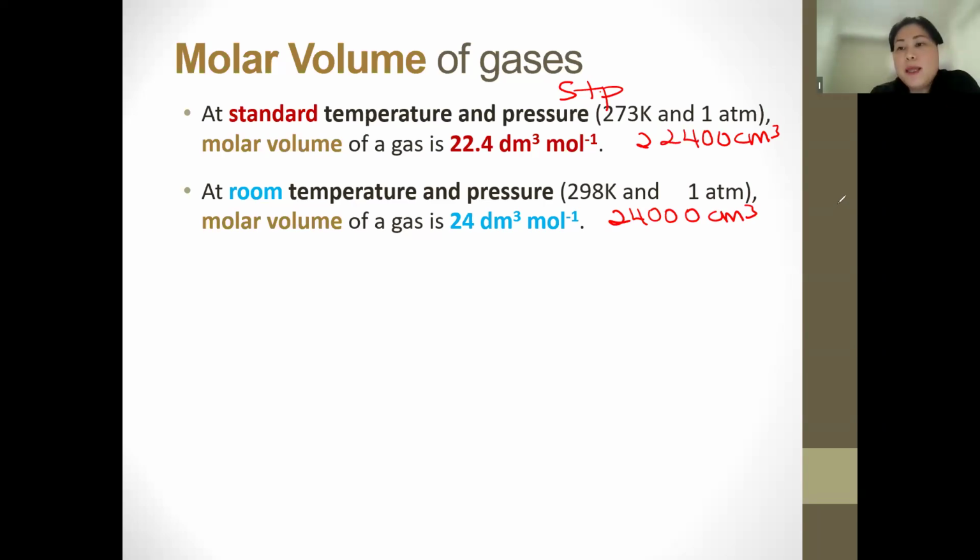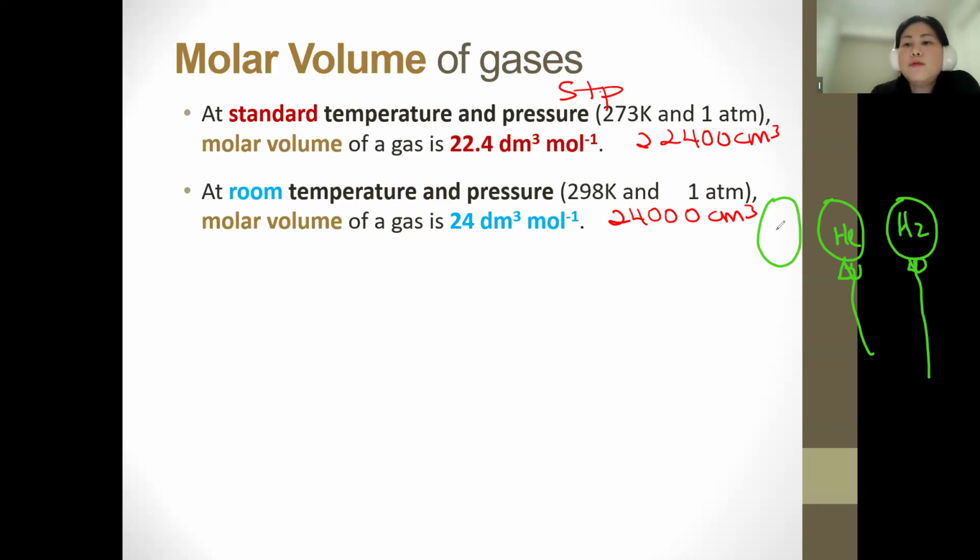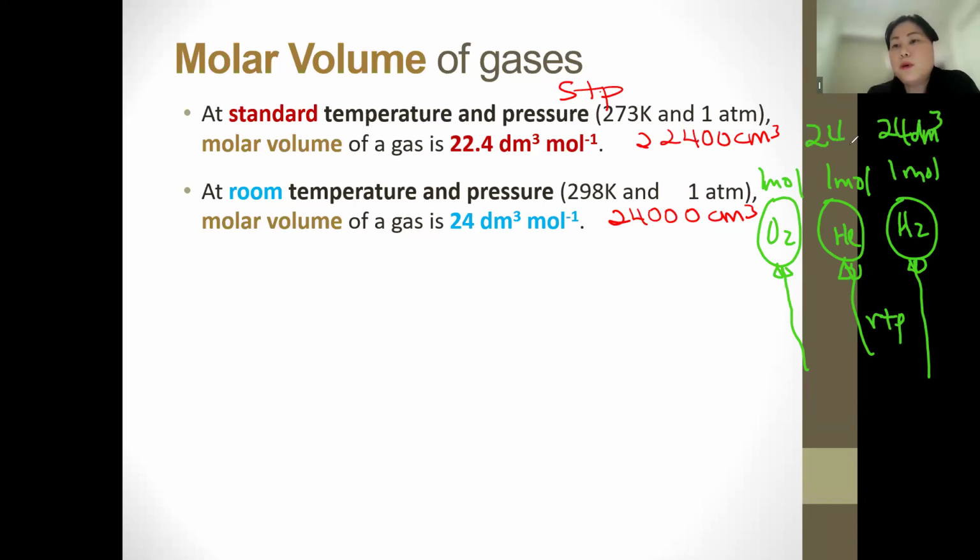So that means if I have 1 mole of helium in the balloon, or 1 mole of hydrogen, or 1 mole of oxygen in the balloon, the volume occupied by the gases in the balloon is the same. Because 1 mole of any gas under the same condition has the same molar volume. So if it's at room temperature and pressure, RTP, then this 1 mole will have a volume of 24 dm cube. This will also be 24 dm cube, and this is also 24 dm cube.